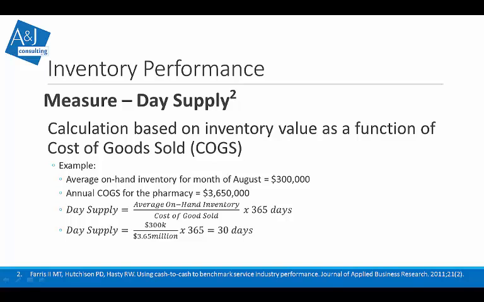So we'd calculate day supply as our average on-hand inventory divided by our cost of goods sold, and we'll move that out to days. That's why you multiply by 365 days. So in this case, 300K divided by 3.65 million times 365 gives us a day supply value of 30 days.